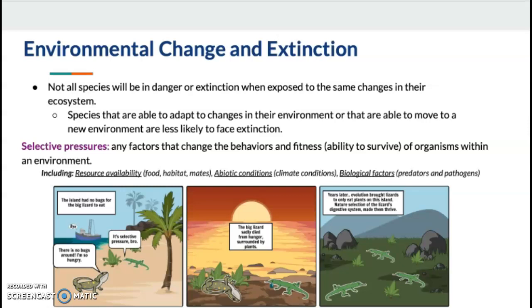Those are our selective pressures, and it includes things like resource availability, such as food, habitat, mate, the different abiotic conditions, so what the climate conditions are like, the temperature, precipitation, salinity, or the biological factors, so if there are predators or pathogens that could be impacting that species.